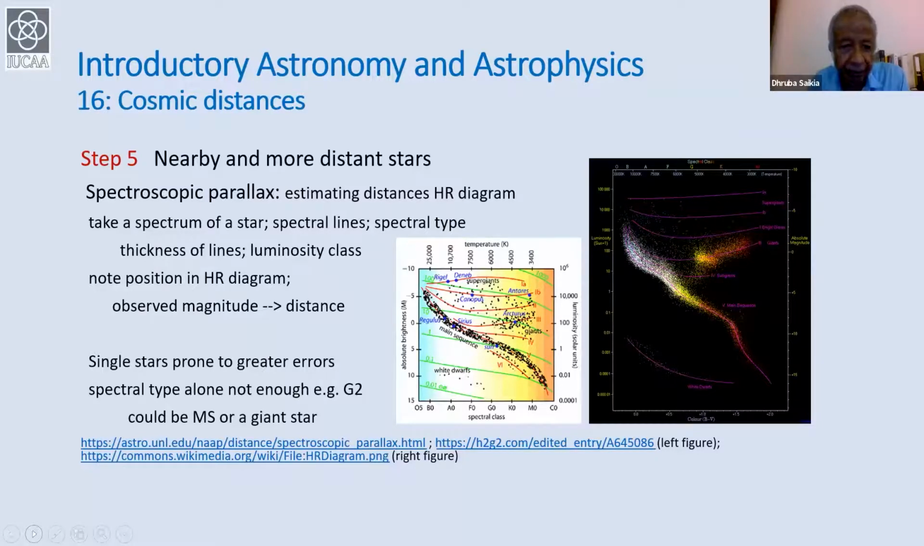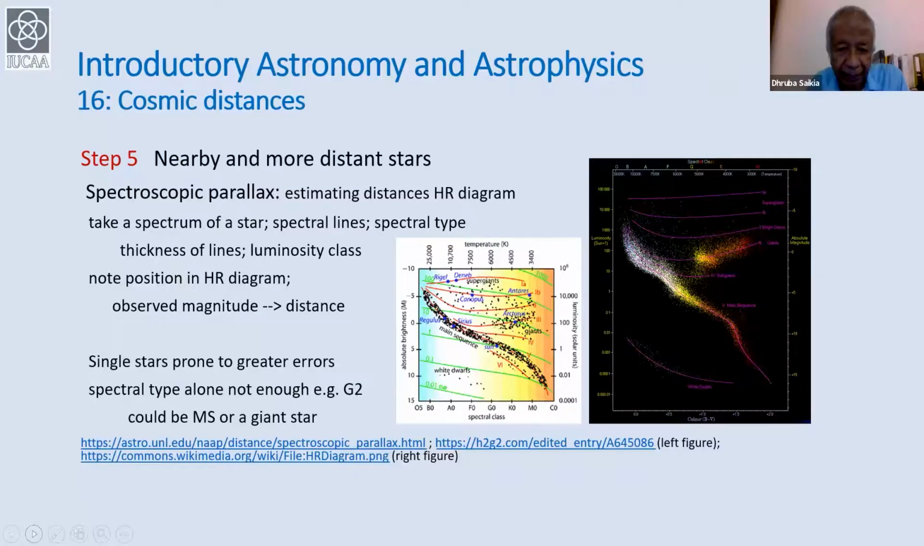So the next major step, which I've called step 5, is called spectroscopic parallax. But it doesn't really have to do with parallax the way we have talked about it. Now, you're familiar with the Hertzsprung-Russell diagram. One of you gave a very nice talk on it as well.